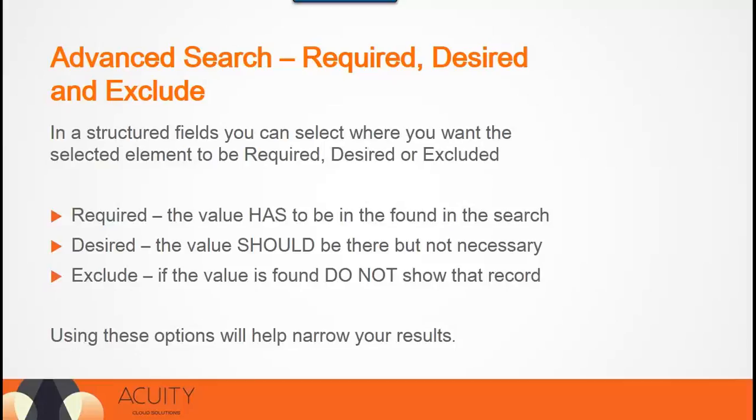Exclude is your third option, and that's basically what it says, that you want to exclude and you do not want to show that record in the results. So if I put in Duke University and I say I don't want anyone that has ever gone to Duke University for some reason, anyone that had Duke University as their institution would not be returned in the search results. So this option will really help narrow down your results if you put the data in the structured fields.